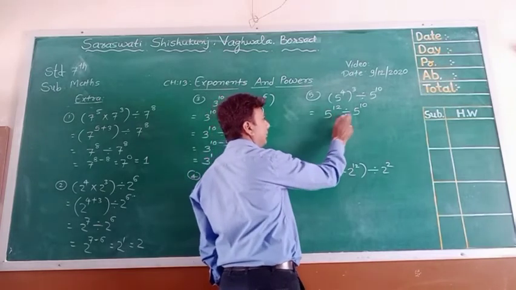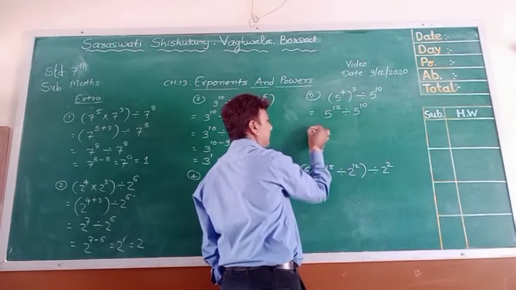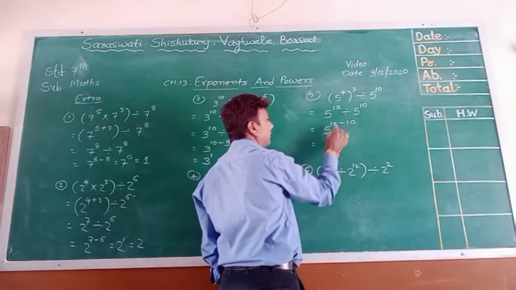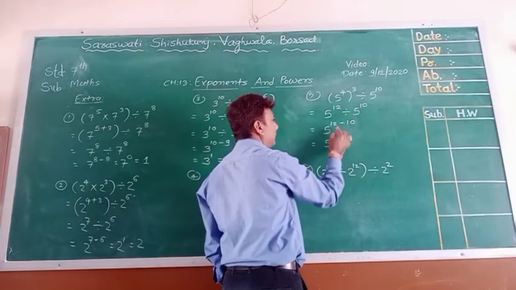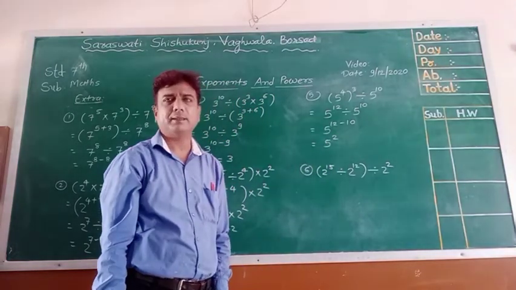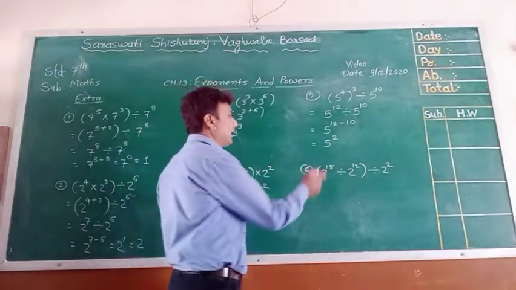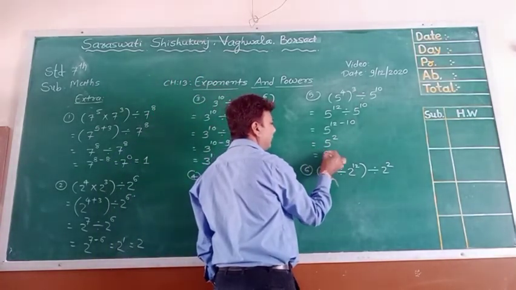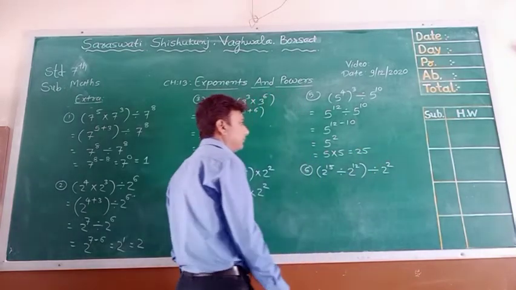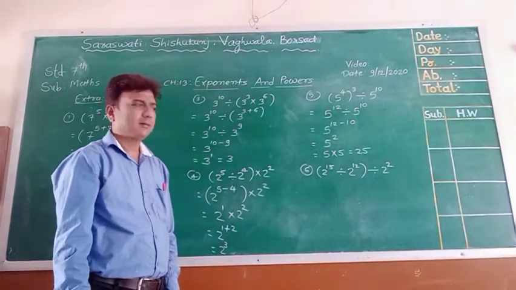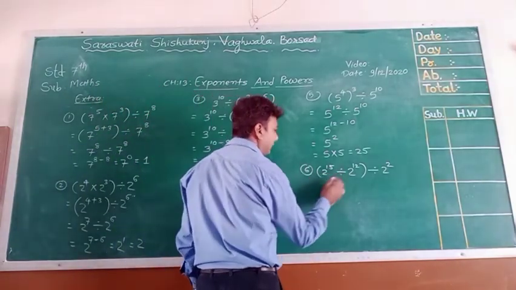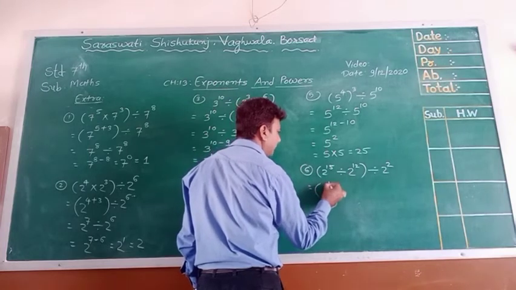Now same way, division, subtraction of their powers. 12 minus 10 is 2. And if they ask to find its value, so simple, 5 squared means we have to write 5 times 5, that is 25. Clear? Now the sixth number, same base, division, subtraction of their powers.